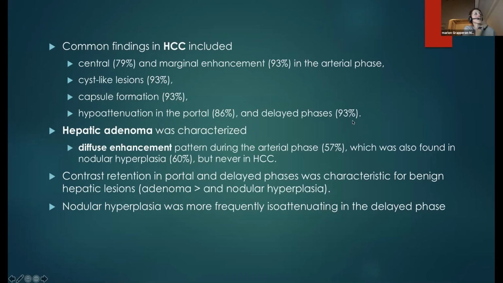Hepatic adenoma was characterized by diffuse enhancement during the arterial phase, but this was also found in nodular hyperplasia. Usually the contrast retention in portal and delayed phases was characteristic of benign hepatic lesions, and even more in adenoma compared to nodular hyperplasia. As we saw in the previous paper, nodular hyperplasias were frequently isoattenuating in the delayed phase. I think this is really redundant.